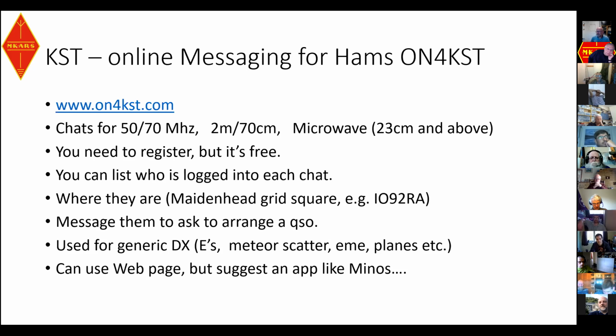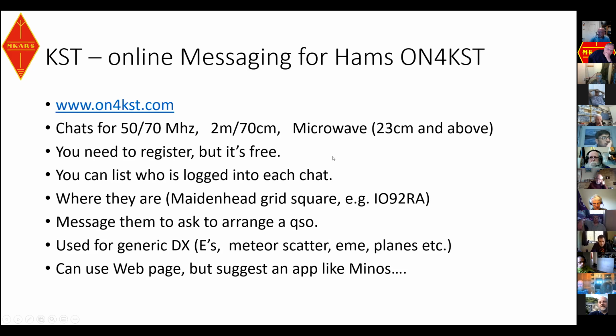And it's not specifically aircraft scatter, it's anything. So any of these VHF propagation methods, meteor scatter, EME, planes, etc. Anything where you'd want to arrange a schedule for something that's not a routine QSO. It lists for each user where they are, so their Maidenhead grid locator, so you know roughly where to point the antenna. And the idea is you can see who's online and ask them to arrange a QSO.